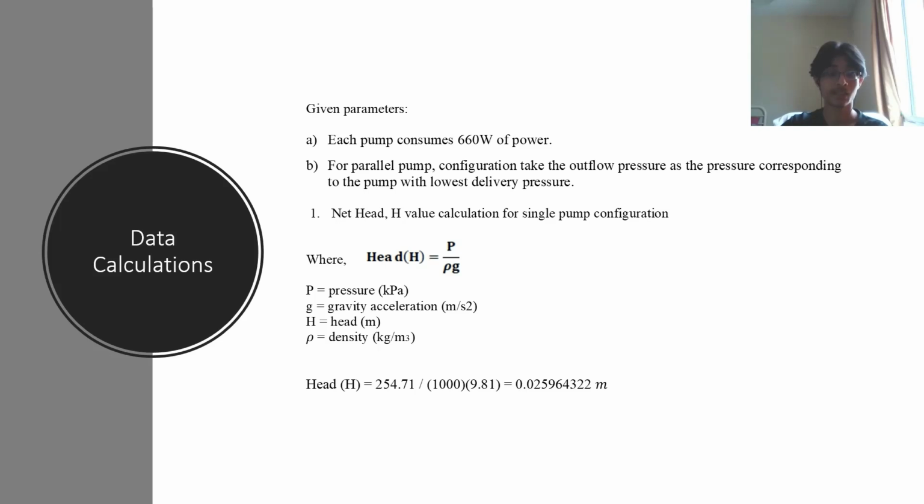So this is the data calculation. First, we will look into the net head value calculation for single pump configuration. The formula is head equals pressure over rho times gravity. As I provide an example below, the first value that I use, which is 254.71, is the pressure of delivery, and I get the value of head.